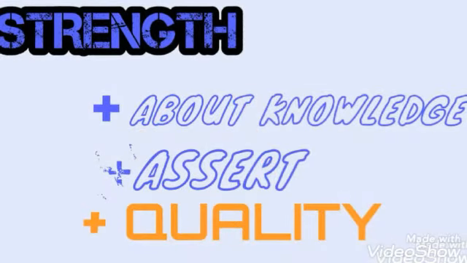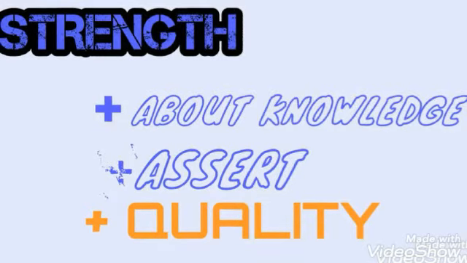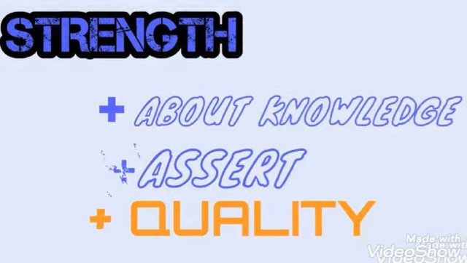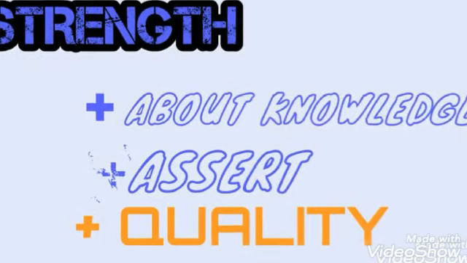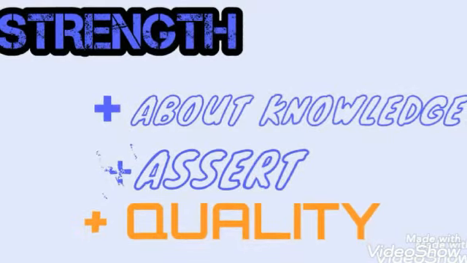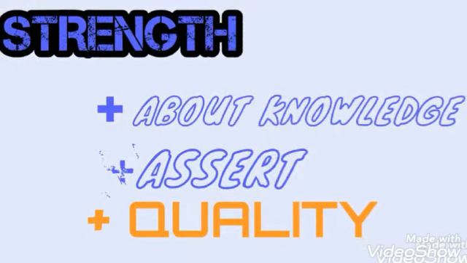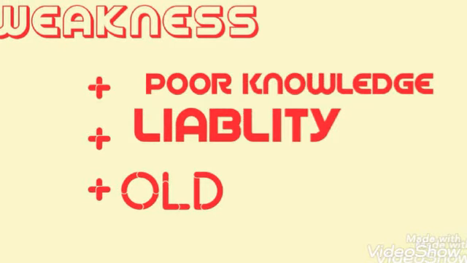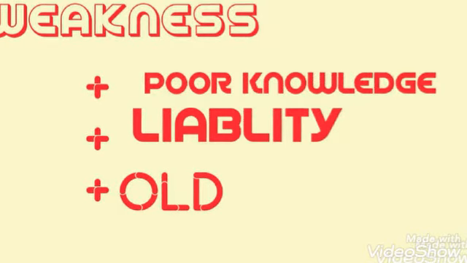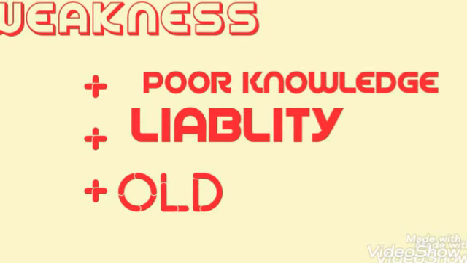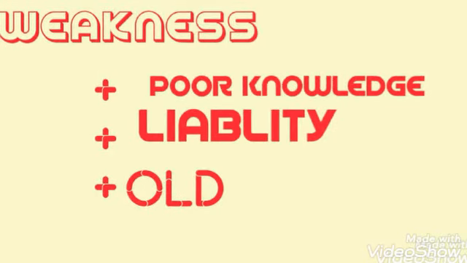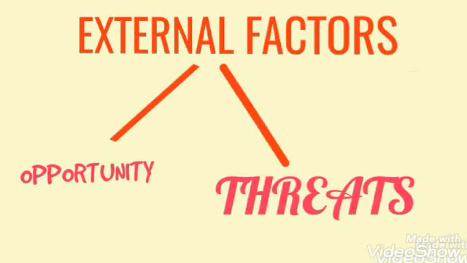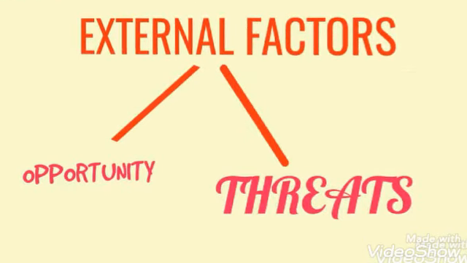First, strength is about the knowledge of the company, its employees and important executives and managers, and assets, how much assets the company has. The strength increases with the quality of the product or service made by the company for the customers. If the company's employees have poor knowledge, the weakness also increases. And liability, it is the debt which they have. If the machines in the company are old, they cannot produce more, and it is also a type of weakness.